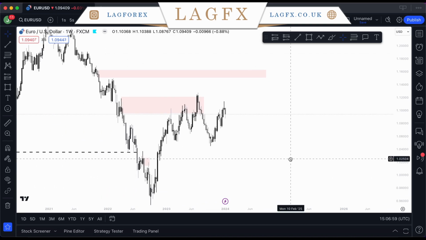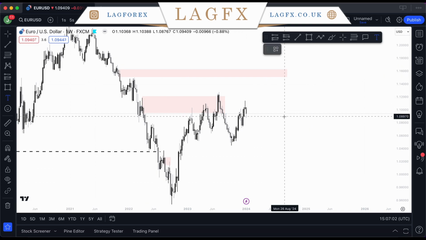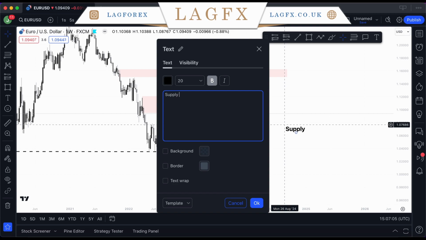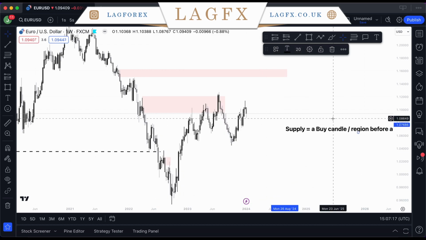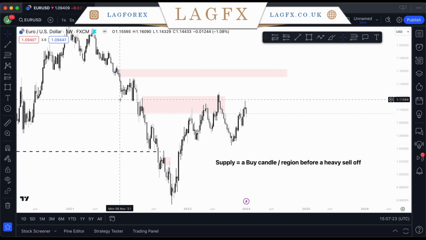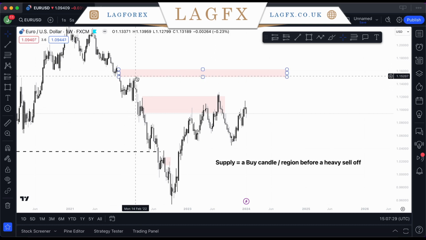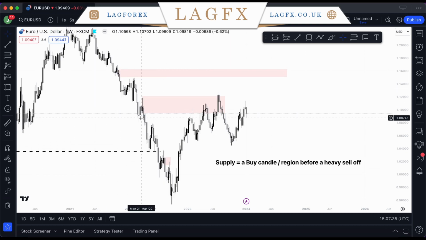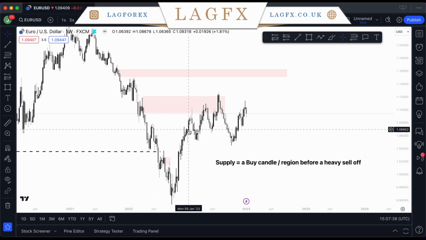There are two zones here which represent, in my eyes, a supply zone, because it is a buy candle or region before a heavy sell-off. And what we can see in both examples here is we've had a buy candle or a buy region before a heavy sell-off. What's really important is, has price actually returned to that zone afterwards? Here, it got close but never tapped it, which means that zone is definitely valid. In this example, we have a buy candle before, again, a heavy sell-off, and we can see that recently price has come in to tap that.